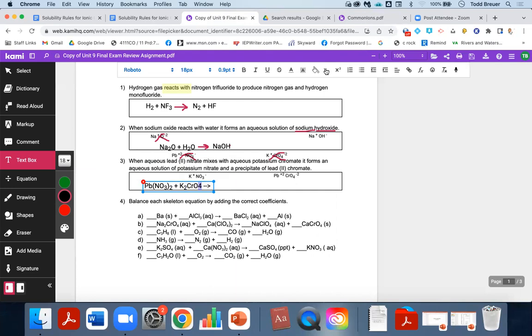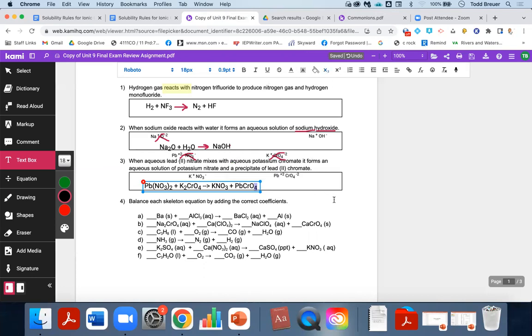Now our products, right? Those ions break free when they form products. They turn into 2 new chemical compounds made of the same ions, just in a different combination. KNO3, right? Potassium nitrate, aqueous solution of potassium nitrate, +1 and -1. That means we need 1 K, 1 NO3. And then our last product is lead-2 chromate. So lead-2 chromate, right? We need 1 lead and 1 chromate because the charges cancel each other out, +2 and -2. And there's our symbols.